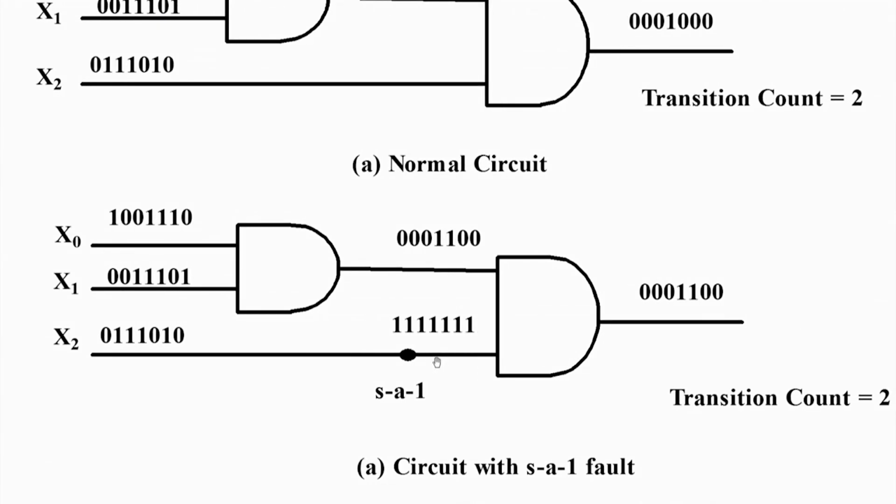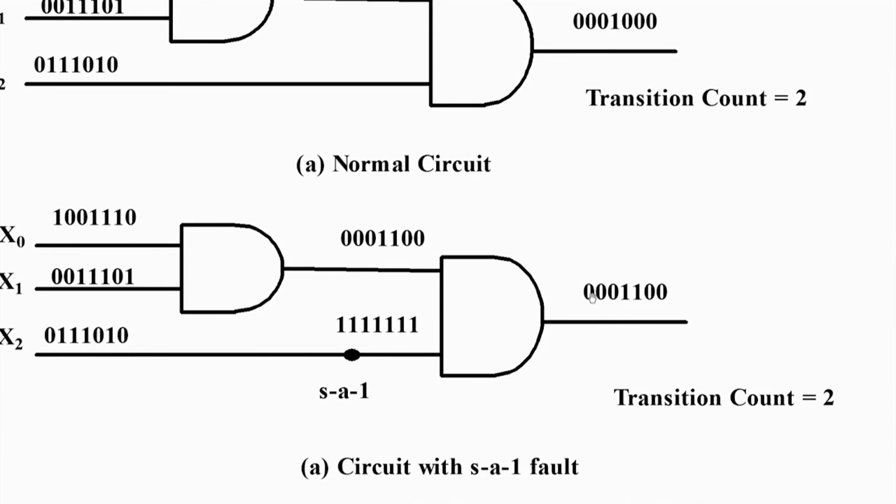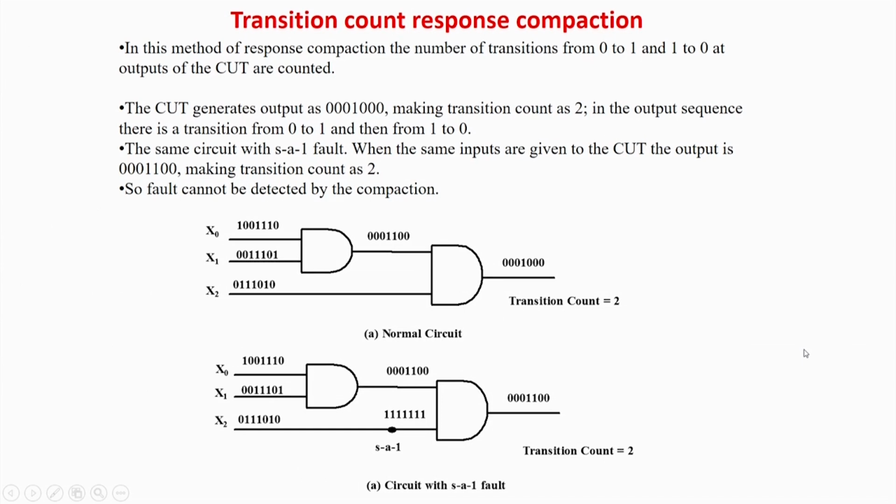Now I am having again the same stuck-at-1 fault. So here also the transition count is 1 1 0. So 1 transition and 2 transitions. So here the transition count is 2, but again the fault is not detected. So another technique I have applied, which I am showing, is basically transition count compaction.